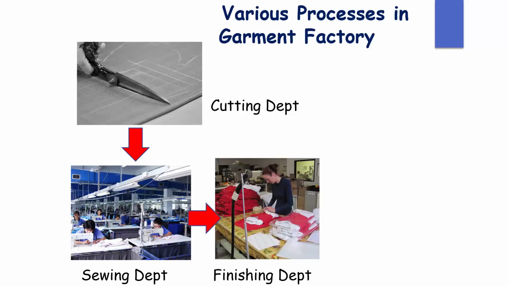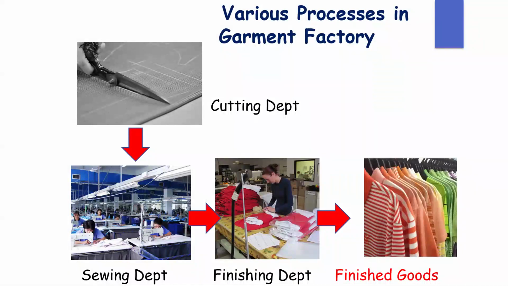This is where ironing and labeling take place. After completing the packing and ironing, they will send it to the final finished goods warehouse. So you can see there are several processes involved in the garment factory. The input of one department will be the output of the other department. So likewise, it moves on.